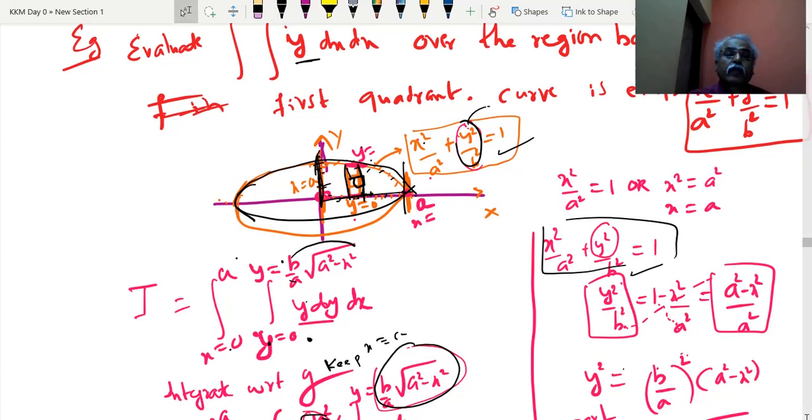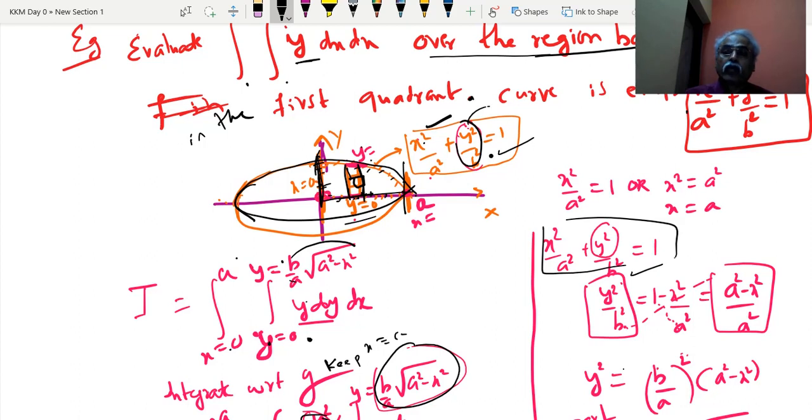Next example, you see, some integration is asked. Limits are not given, but the region is given. Over the region bounded by the curve in the first quadrant. That curve is an ellipse. So we should be able to draw the ellipse, x square by a square plus y square by b square equal to 1.